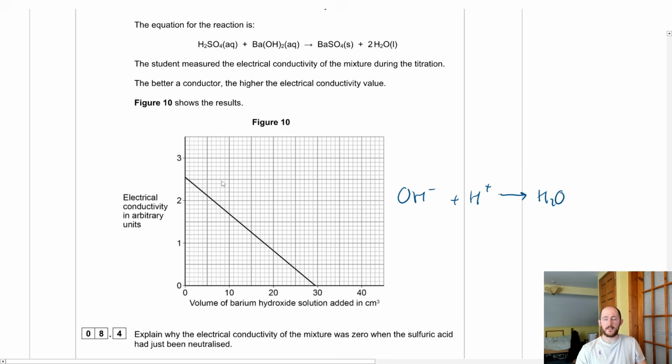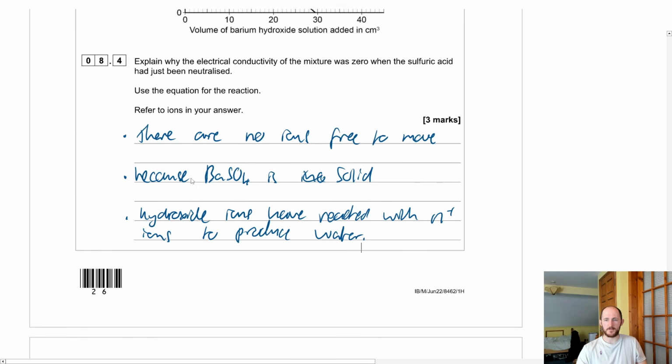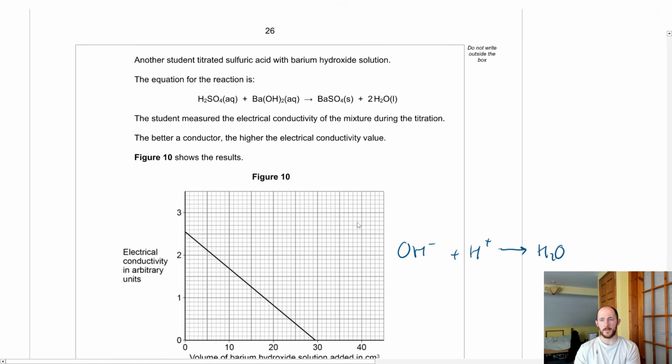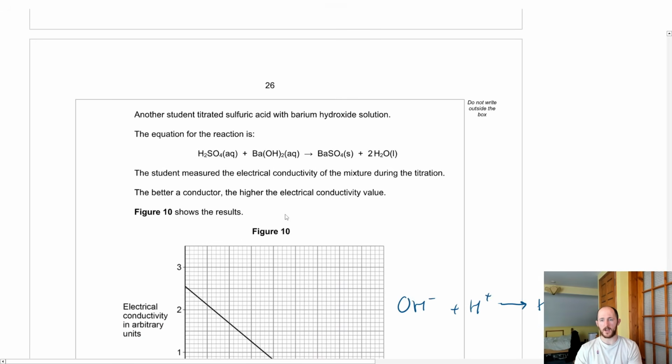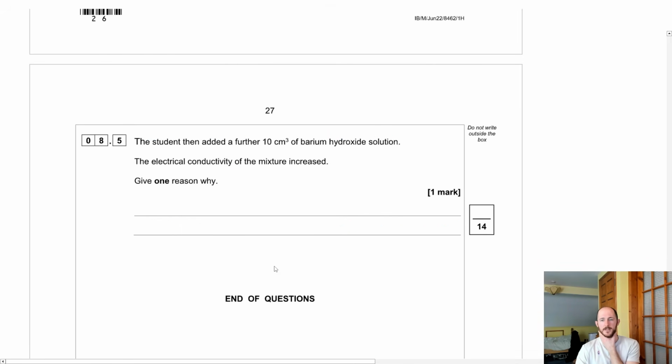So all of the ions are gone. We no longer have anything dissolved in the water, because BaSO4 is a solid, which means it's insoluble, which means it hasn't dissolved, which means there are no ions from that. But also, the OH minus ions and the hydrogen ions have reacted and neutralized each other, which means there are no ions left to actually create an electrical current.